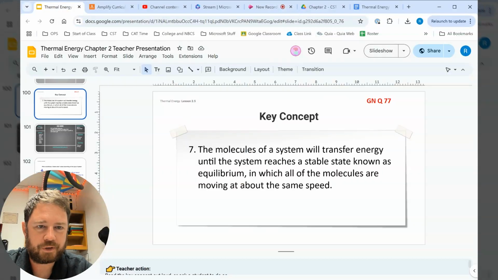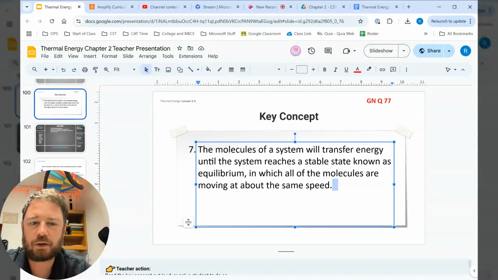We're on question 77 in our notes, which is our next key concept number 7. This says the molecules of a system will transfer energy until the system reaches a stable state known as equilibrium, in which all of the molecules are moving at about the same speed. So pause, copy this down for question 77.